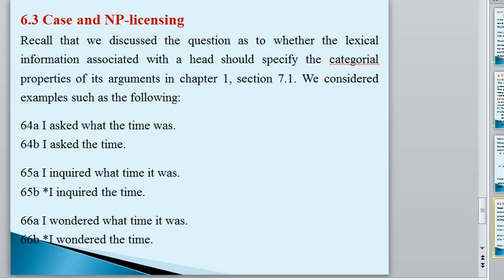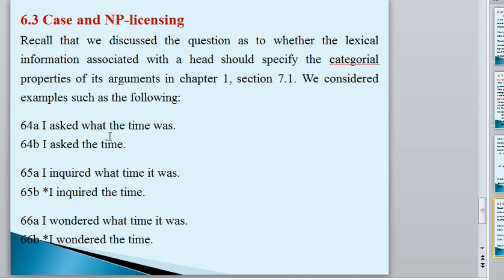And the last slide of this chapter is about case and NP licensing. Recall that we discussed the question as to whether the lexical information associated with a head should specify the categorical properties of its argument in chapter 1. We considered examples such as the following here. Look at the examples.